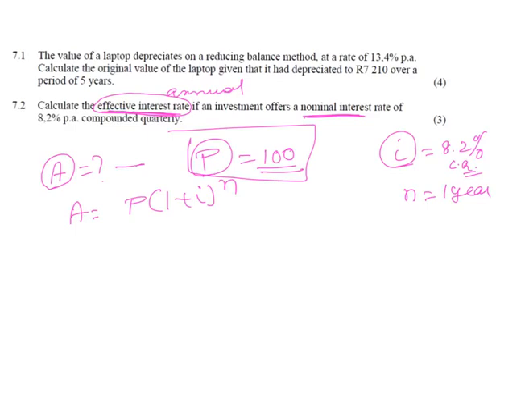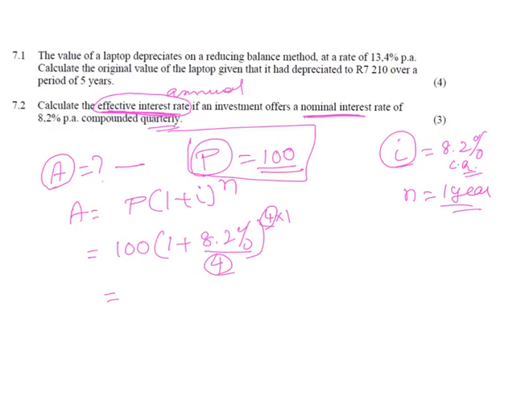So now what I do here is 100 times 1 plus I, which is 8,2% divided by 4. Why 4? Because it's compounded quarterly, divided by 4. And then to the power of 4 times 1, right? There are 4 quarters in the year, and so that is how I get this divided by 4.